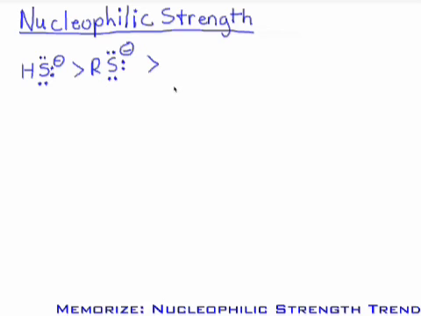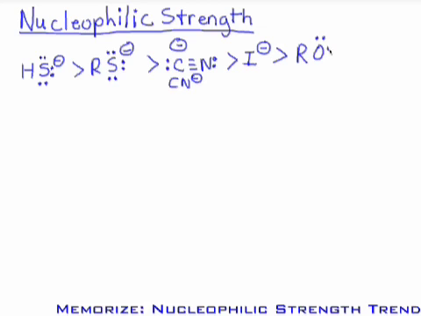Following that is CN minus. CN minus is C triple bond N, and there's a lone pair off of both atoms. That's a stronger nucleophile than I minus. I minus is a stronger nucleophile than alkyl oxide, RO minus, with 3 lone pairs. RO minus, the R group again is some alkyl group: methyl, ethyl, propyl. That's stronger as a nucleophile than NH3.